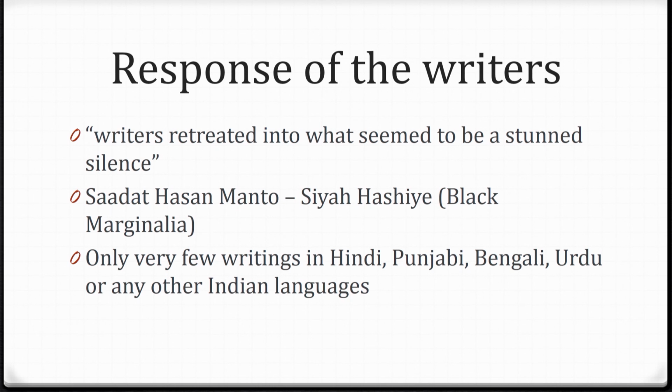And it is generally agreed upon that it was Saadat Hasan Manto, the Urdu writer who was part of the progressive writers movement, who first came onto the scene with one of his telling tales, which is now translated as Black Marginalia. It was originally titled Siyah Hashiye. And it was Manto's writings which began to wake these writers up from the stunned silence and the lull that they were forced into. However, it is not to say that there was a prolific response from the artists and from the writers in the aftermath of this event.